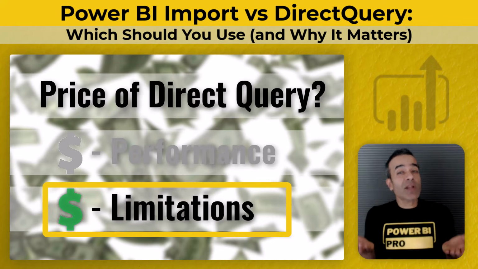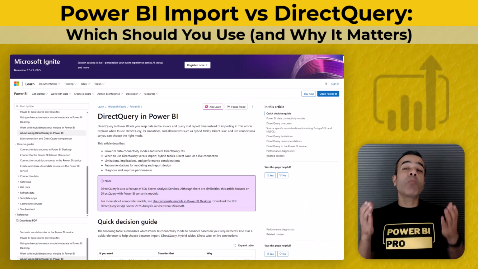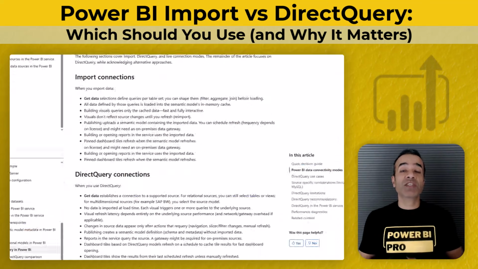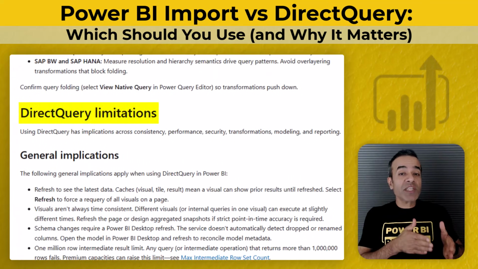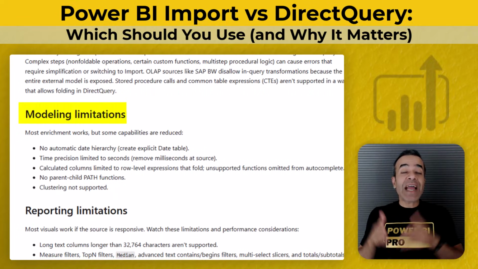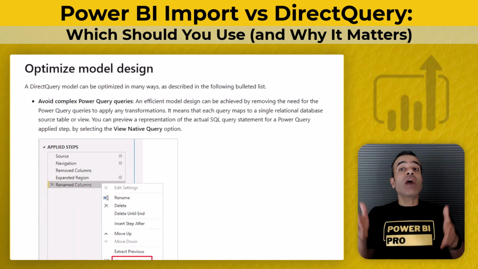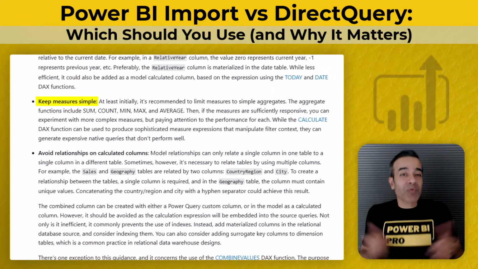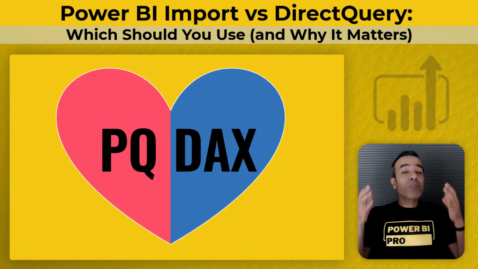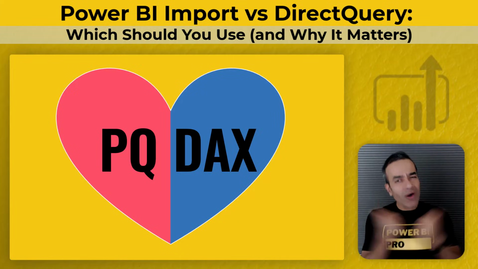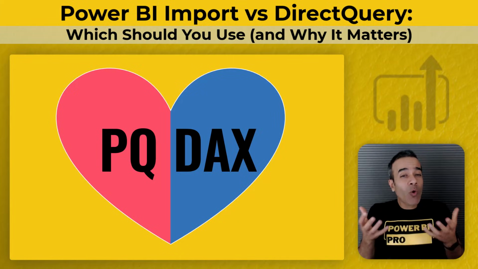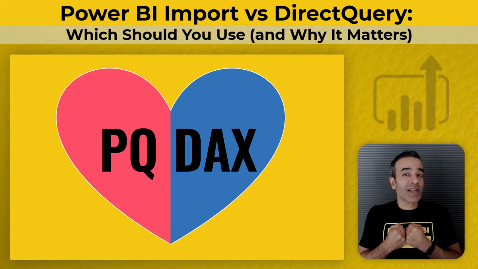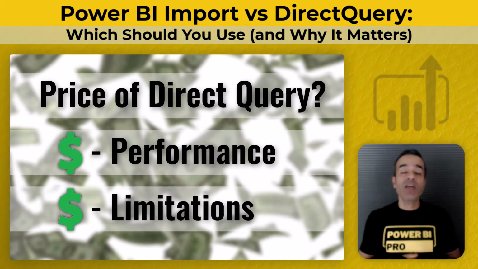And then you start running into limitations. Again, Microsoft's official documentation talks about Power Query limitations, modeling limitations, and tells you to avoid complex Power Query queries and keep measures simple. But here's the thing, Power Query and DAX are the heart of Power BI. If I have to hold back just to keep the model working, what's the point? So that's the cost of direct query: slower performance and limitations.